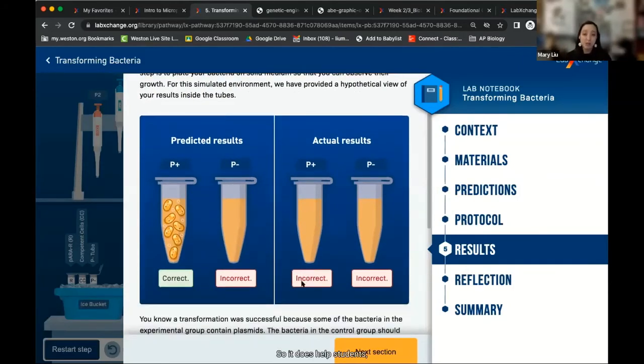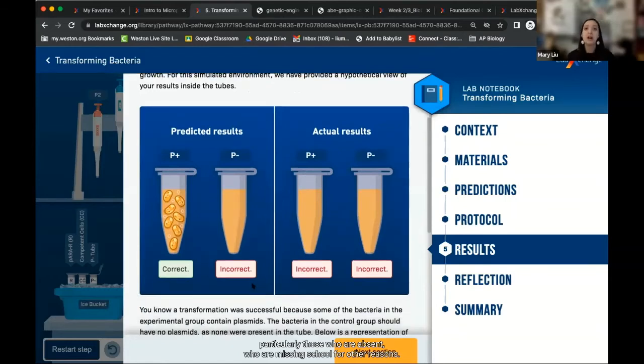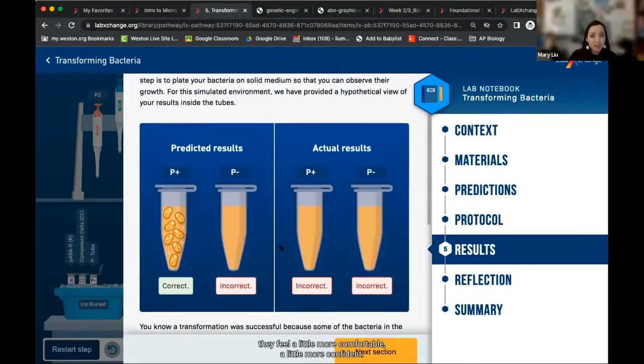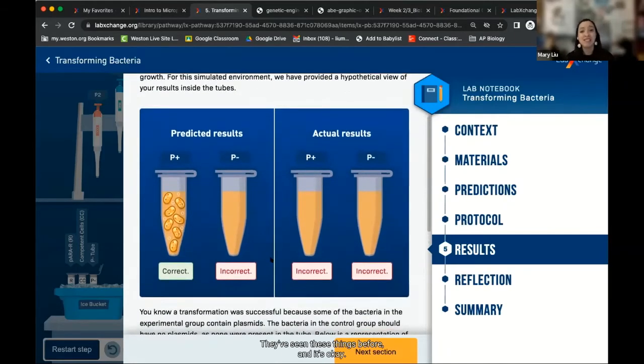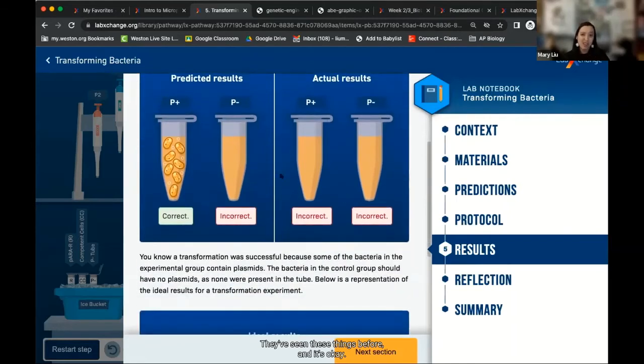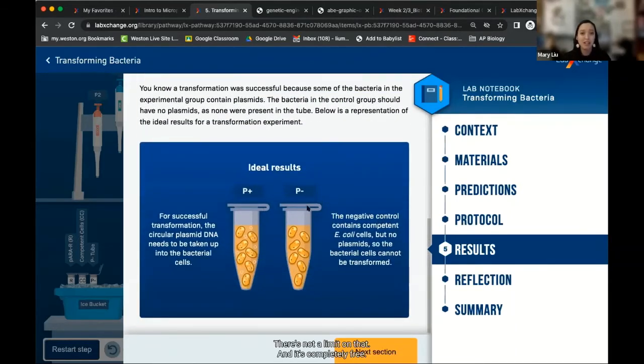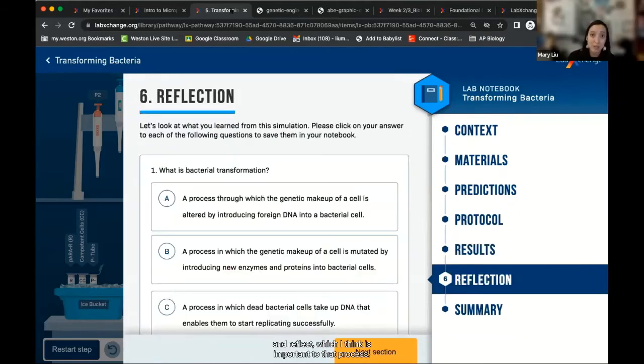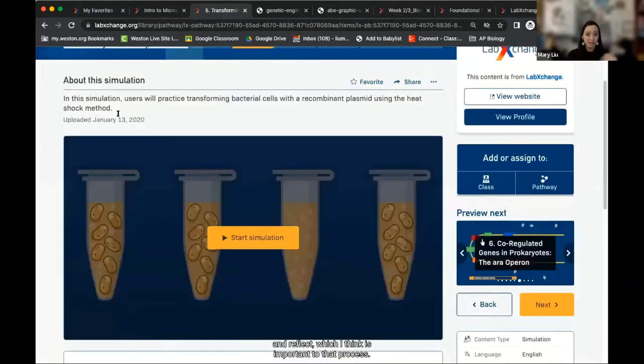So it does help students, particularly those who are absent or missing school for other reasons. They can still get a sense of that scientific process and scientific skill by playing through the lab. And the students who do it in person feel a little more comfortable, a little more confident. They've seen these things before. And it's okay, they can play it as many times as they want. There's not a limit on that, and it's completely free, so anyone can use it. They have the chance to play and reflect, which I think is important to that process.